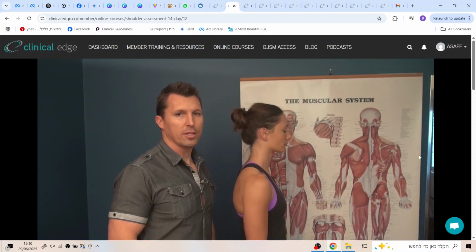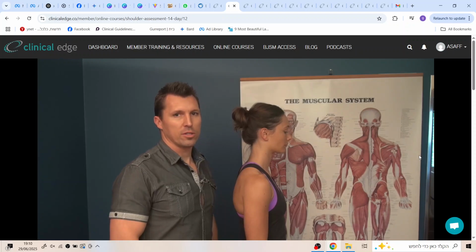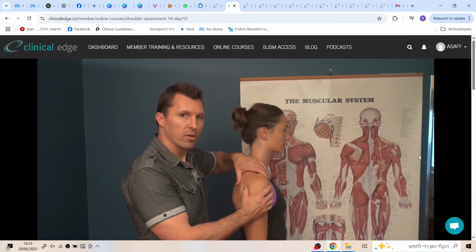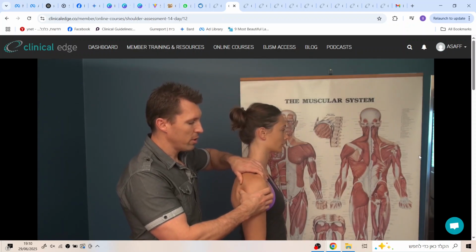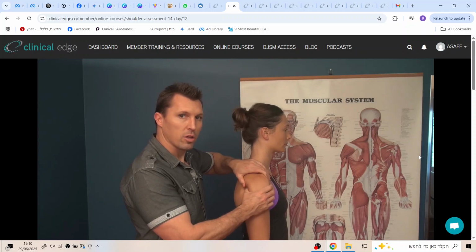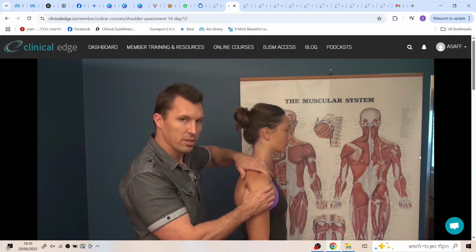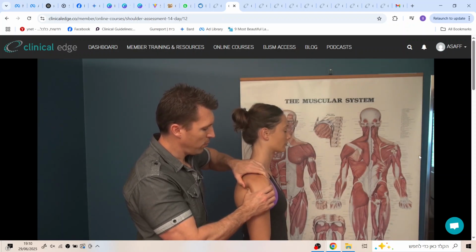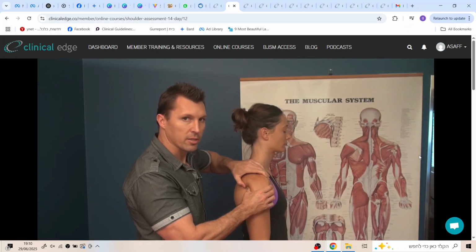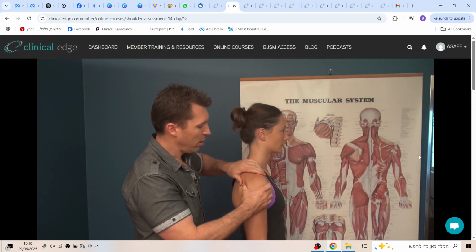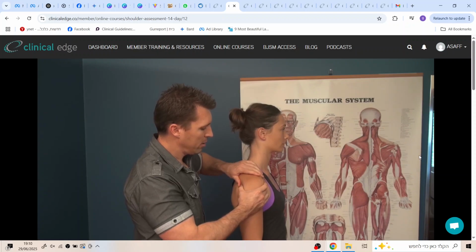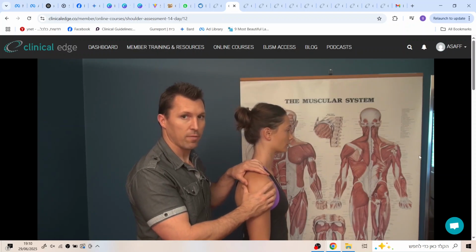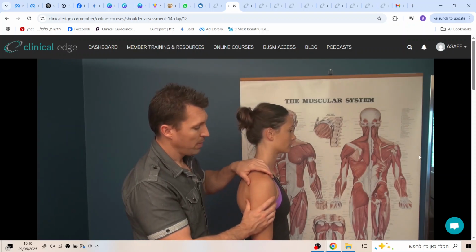So the instability test that we're going to perform, first one is the load and shift test. And what we do is we support around the clavicle and the acromion. We hold onto the head of the humerus, and then we glide it forward to check the anterior stability. So we hold on here, relax your shoulder, press forward, and we check for any excess movement there. And then we glide it back. Beautiful. And both of those have got good sensitivity and specificity for instability.